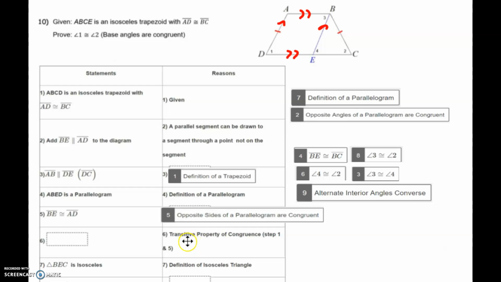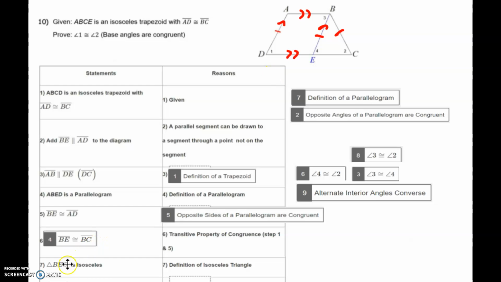And then the next step, step 6, they ask us to use the transitive property of congruence from step 1 to 5. Well, 1 said AD was congruent to BC, these guys out here. But now, in step 5, they have that BE is congruent to AD. So they're both congruent to AD, so I can say BE is congruent to BC, and I'm going to mark that up here in my picture as well. BE is congruent to BC. So that was just the transitive property.